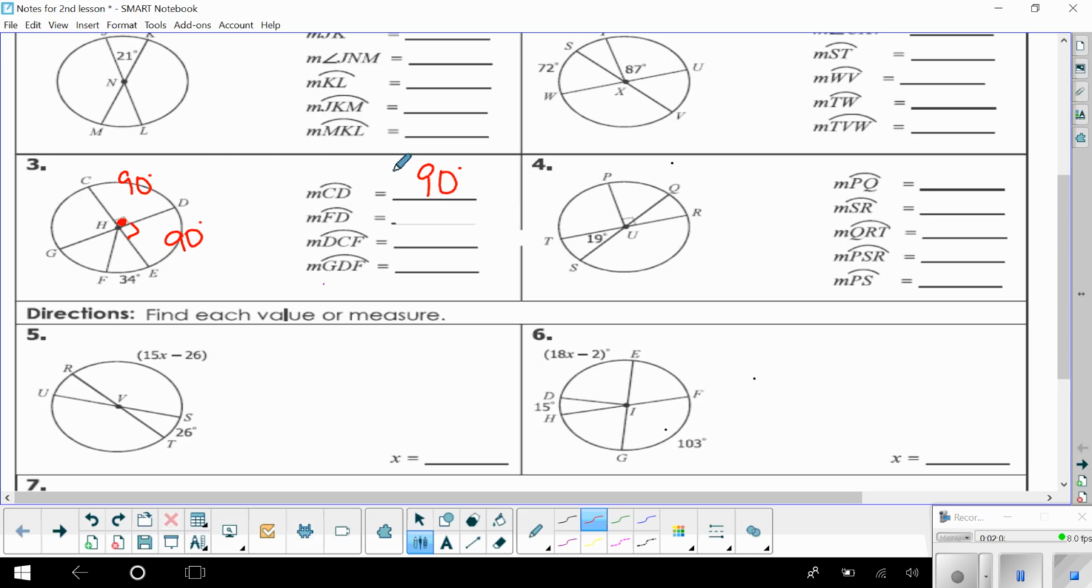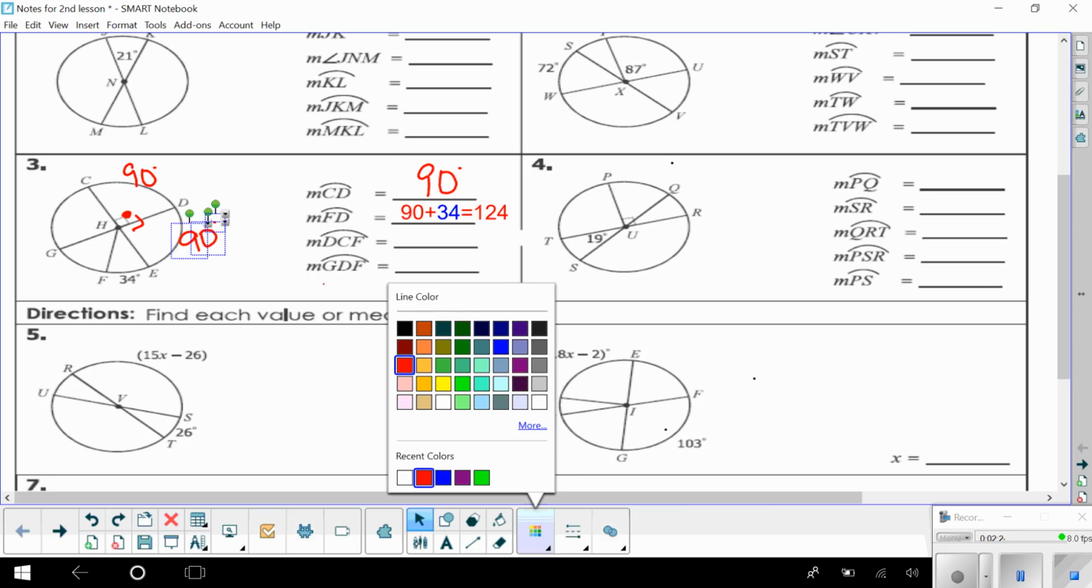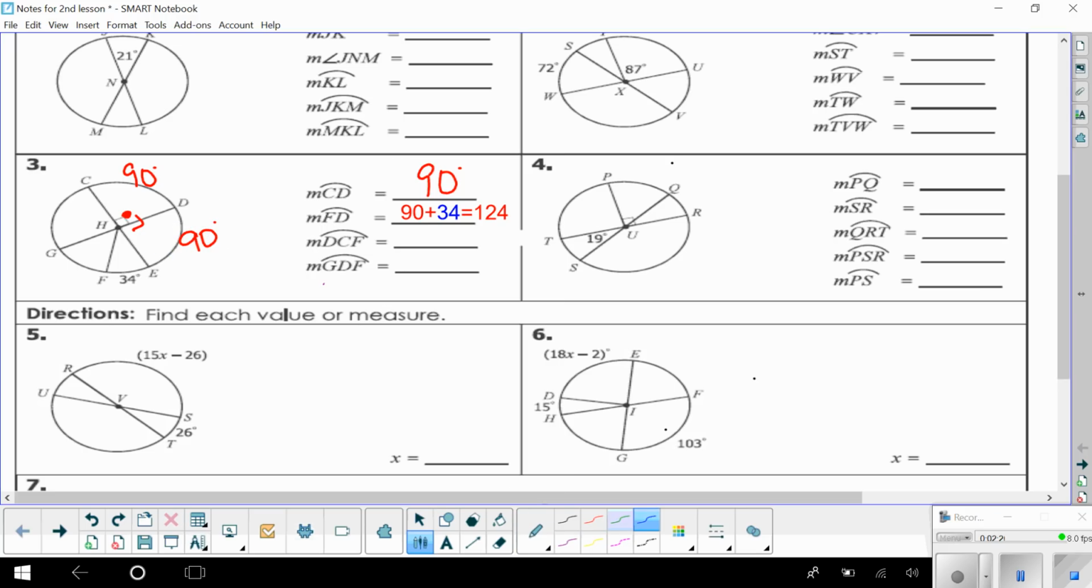Okay. And then for FD, it's going to be this 90 right here, plus this 34. And that's how we get the 124.